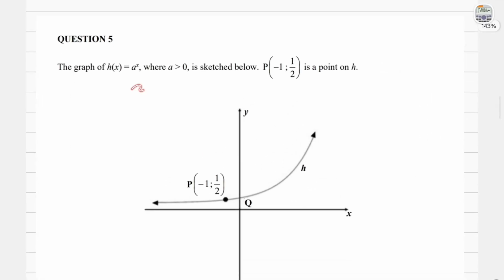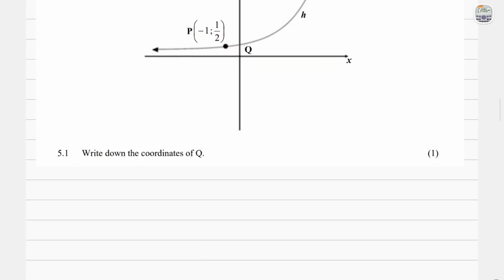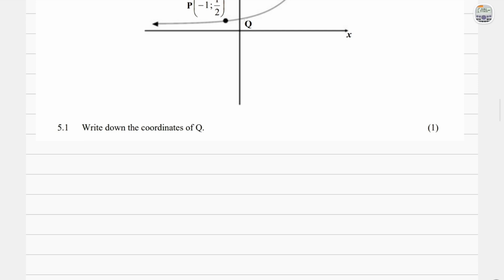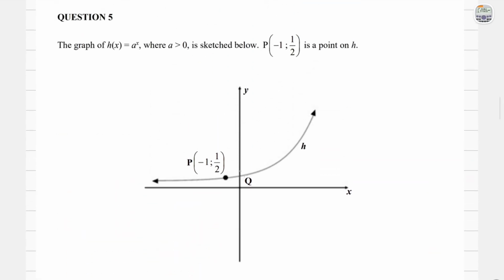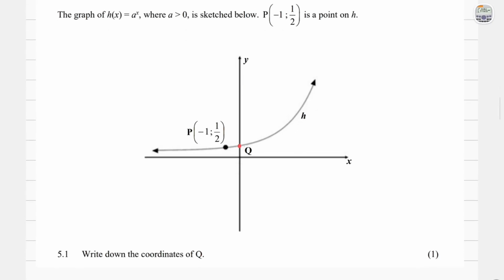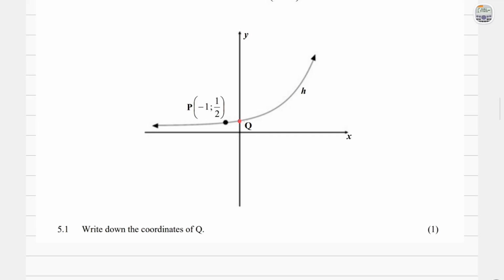Question 5 says the graph of h of x is equal to a to the power of x, where a is greater than 0, is sketched below. And then we have a point, -1.5, that is a point on h. So 5.1 says, write down the coordinates of Q. So do you see that Q is the y-intercept of this graph? So at the point Q, this is where x is equal to 0.